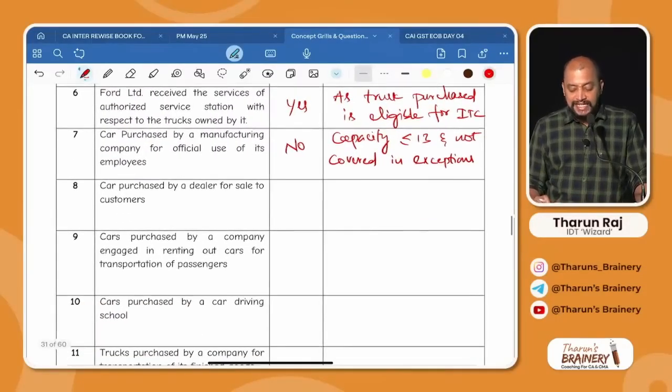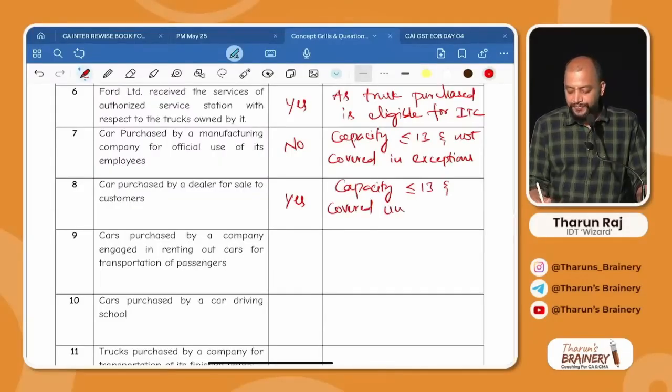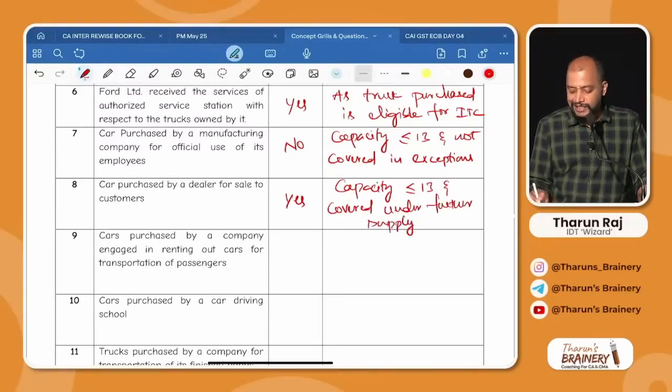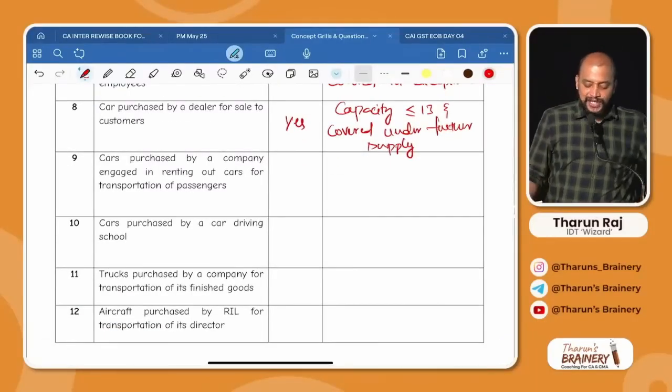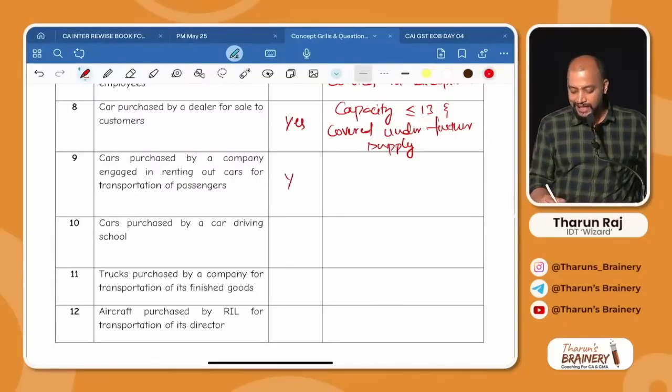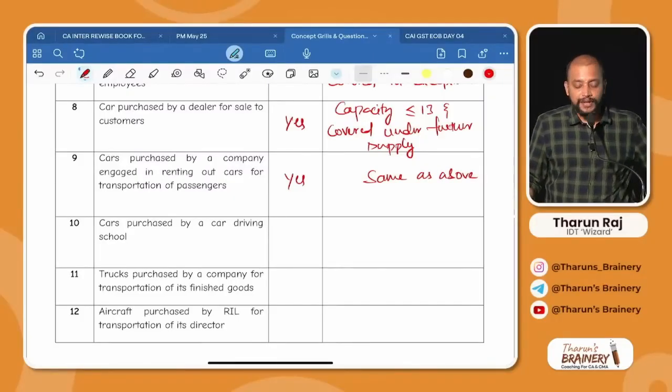Then car purchased by a dealer for sale to customers. Can they take ITC? Yes. Why? Further supply. Even though capacity less than or equals to 13, it is covered under further supply. Due to that reason, ITC available. Then 9. Cars purchased by a company engaged in renting out cars for transportation of passengers. Can they take ITC? Yes. Same as above. Further supply includes not only sale but also renting.